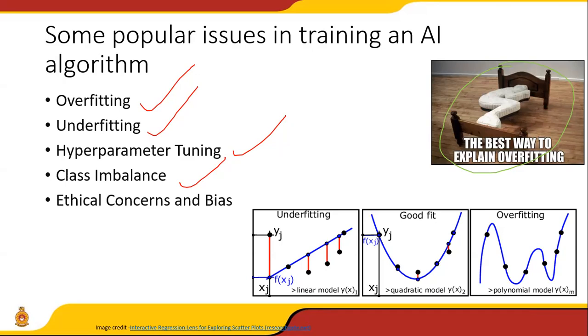Then ethical concerns and bias. This is the whole story. You can see this underfitting and overfitting. This is a good fit. Good fit means there could be some ups and downs. That's fine. That's okay. We accept it.